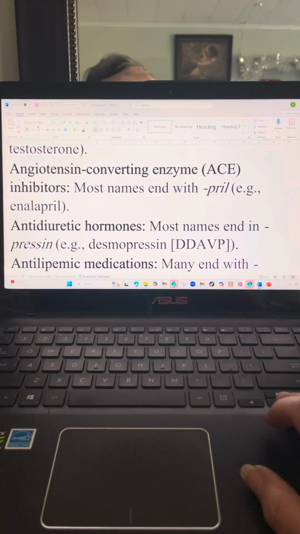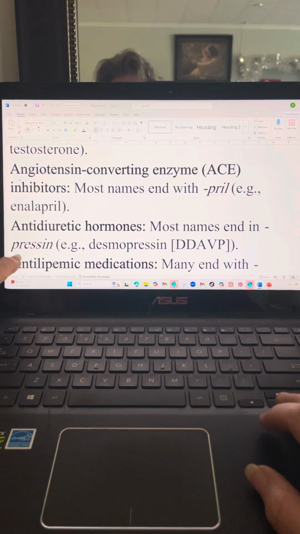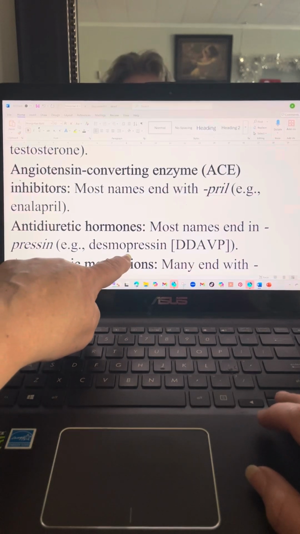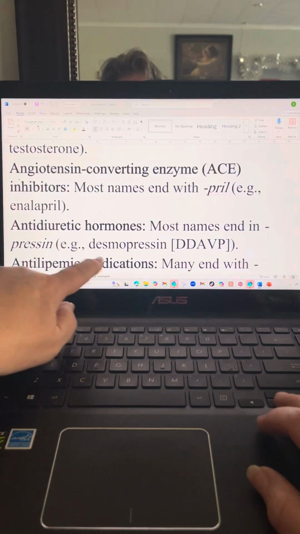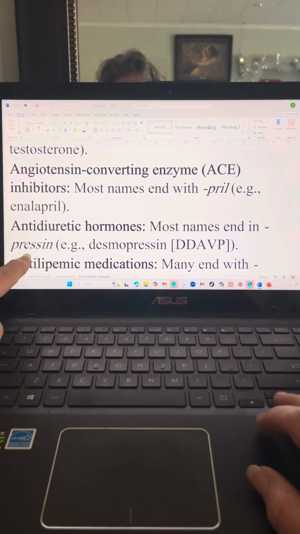Antidiuretic hormones, most of them end in pressin, like desmopressin, vasopressin. Antidiuretic hormone, pressin.